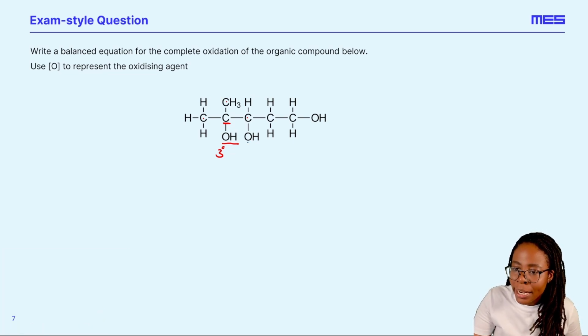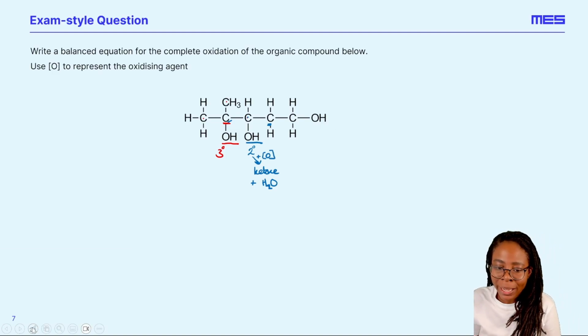Now let's go to our next OH. This is attached to a carbon that's attached to just two carbons. So this is a secondary alcohol. So this is going to give us a ketone. And it's also going to give us one water molecule.